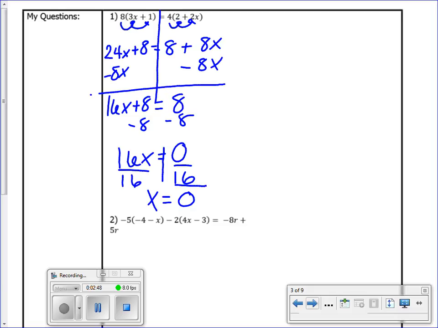0 is your only answer that works, so this is one solution type. One solution.